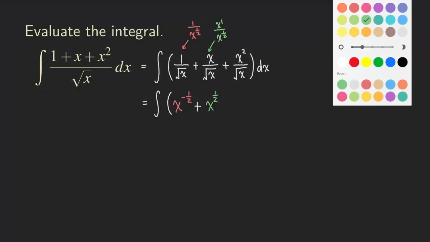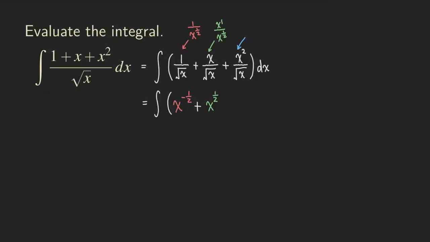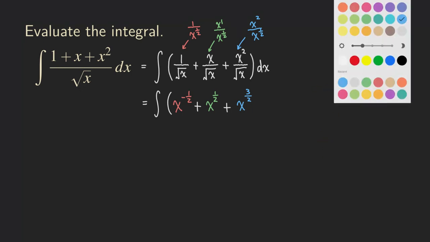And then what about the third term? Let's look at this one. This is x squared over x to the 1/2. Just like the previous term, we take the top power minus the bottom power, 2 minus 1/2, and we get x to the 3/2. So 2 minus 1/2: 2 can be turned into 4/2, minus 1/2, so that we get 3/2. Okay, so that's how that works.